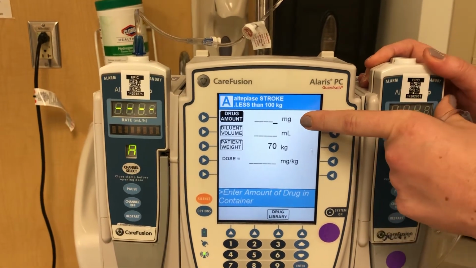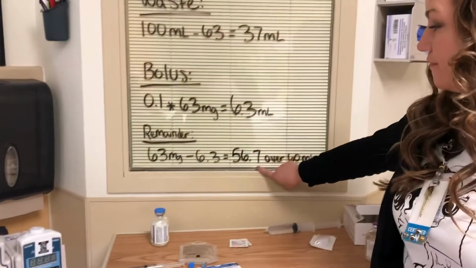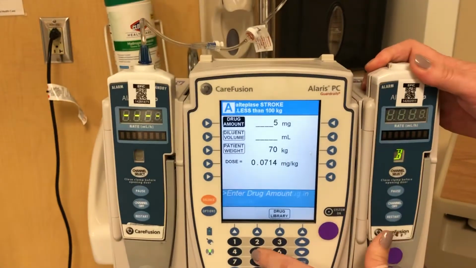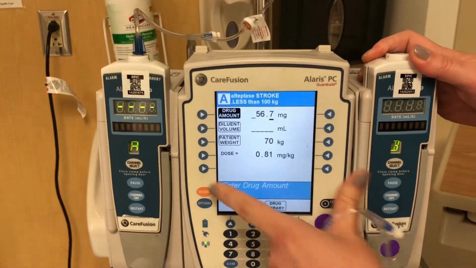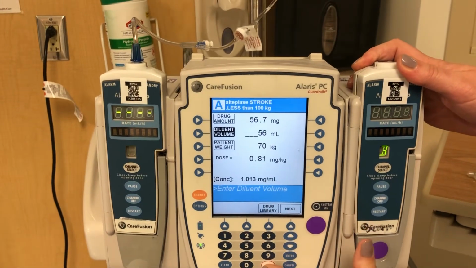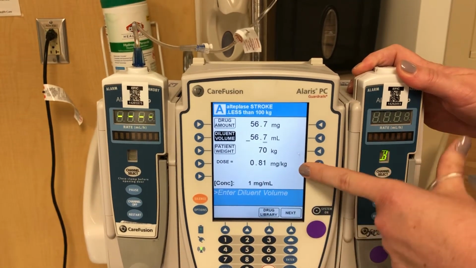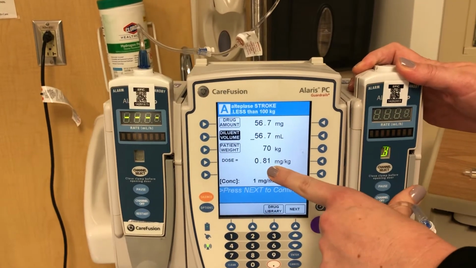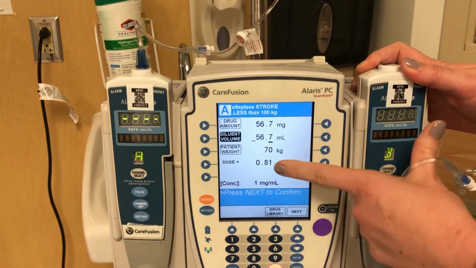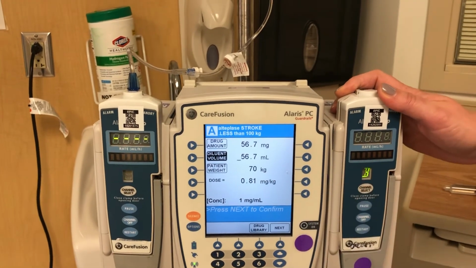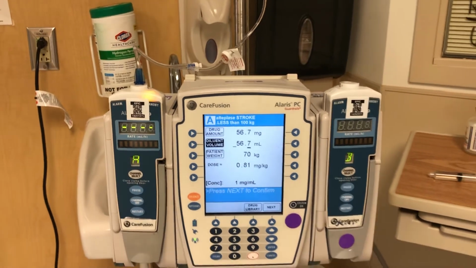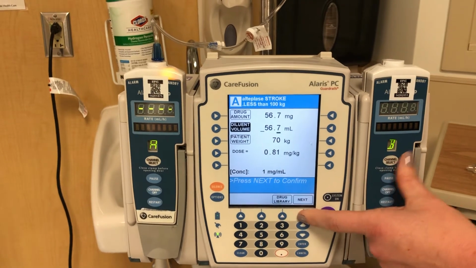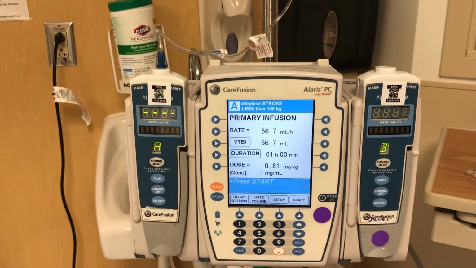So we know our drug amount is going to be our 56.7 mLs. And in milligrams, it's a 1-to-1 concentration. So we're gonna program that in, which is then gonna bring us to a dose of 0.81 milligram per kilogram. But we just said our dose is 0.9 milligram per kilogram. We've now taken our 0.1 away for our bolus dose. So now that leaves us with 0.81 milligrams per kilogram. We're going to infuse, we'll start and let that run.